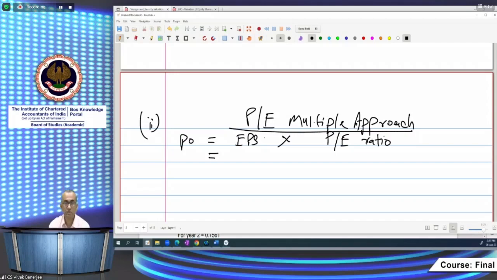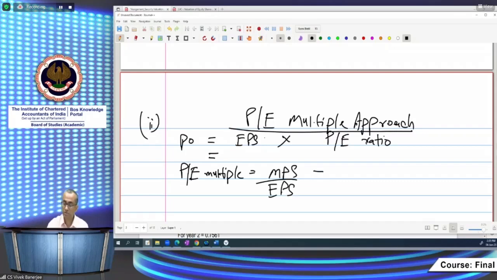EPS is given in the question, but you can observe that the price earning multiple is not given. So you have to calculate the price earning multiple. The formula is market price per share upon earning per share. This is the general formula which is used. But this formula cannot be used here because the information regarding the market price per share is not given.